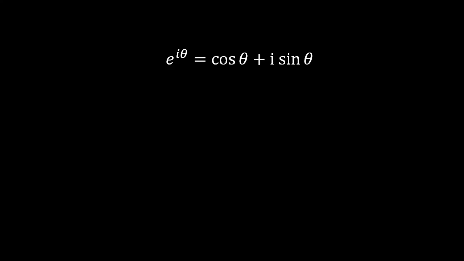I've provided some links to a couple of videos that describe two different ways to derive Euler's formula. One uses Taylor series expansion, and the other uses a differential equation. But to me, the most intriguing way to come up with this formula is with pure algebra.